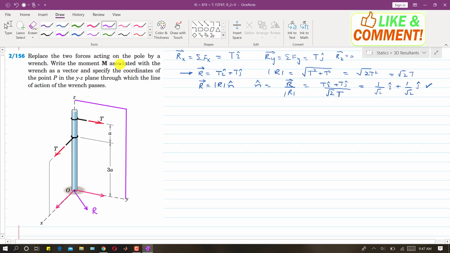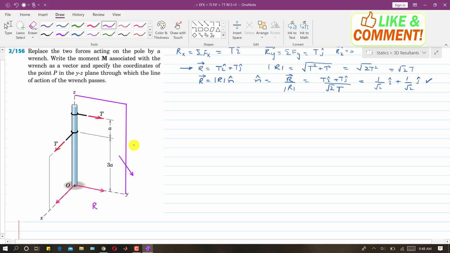Now if we want to find the point of application of the wrench, let's say that this resultant is acting somewhere in this YZ plane that I have drawn here, right? So this is that YZ plane. Let's say that I move this resultant to a point in this YZ plane, right? Let's say that this resultant is acting somewhere here, right? And this force is in the XY plane, right?